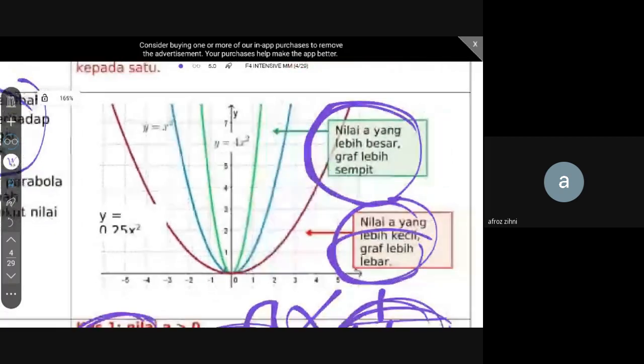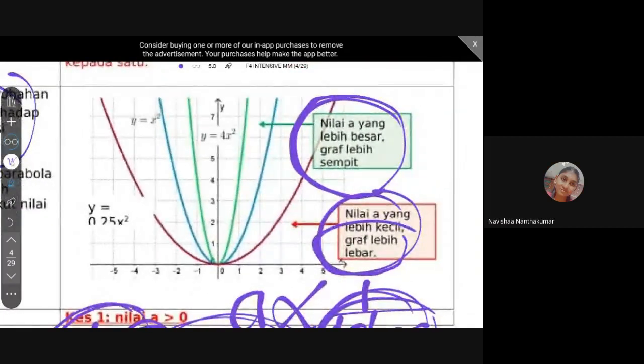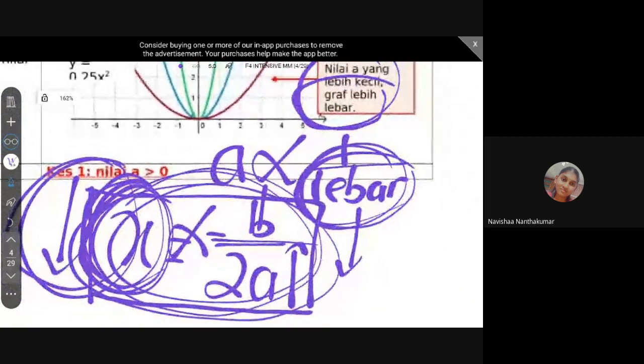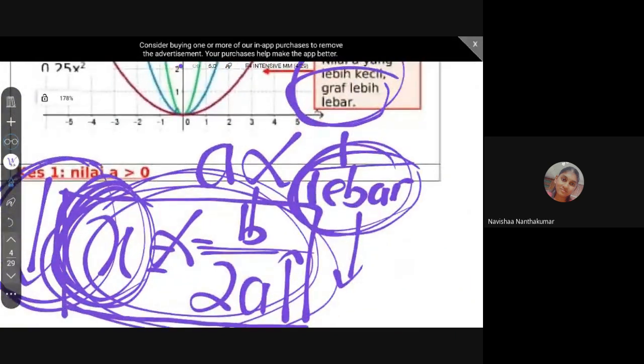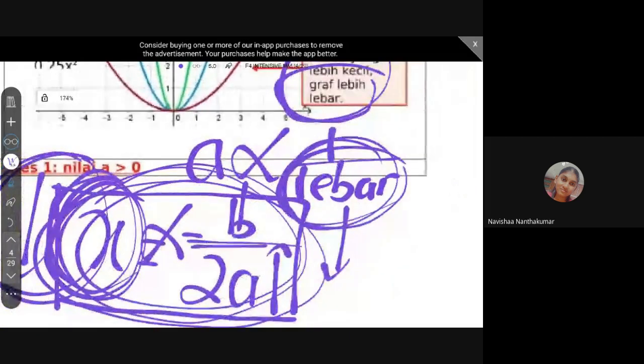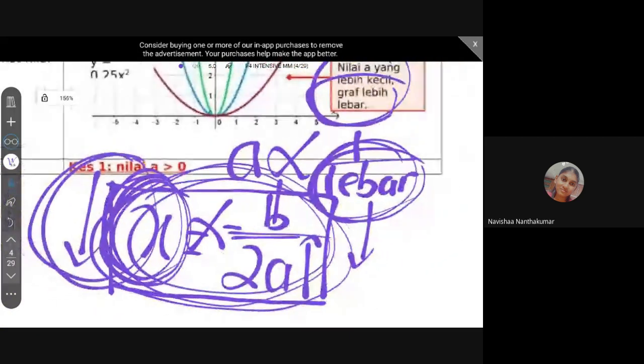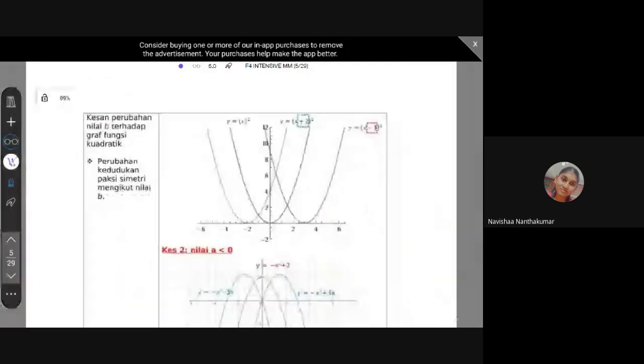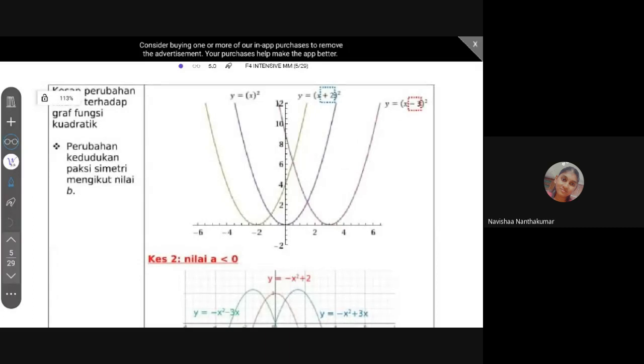Yeah, anything? Anna right? One over lebar or what? Yeah, lebar, correct. Lebar only, width. In English it is width. Okay, so I guess this is okay. So now, B value now. Kesan perubahan nilai B. B ni a bit complex, but still can make you understand.